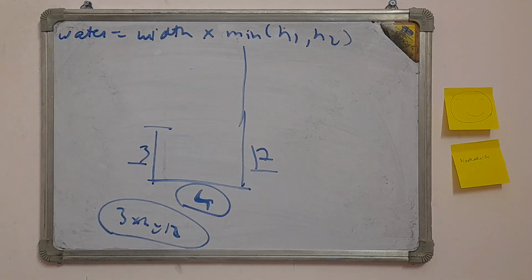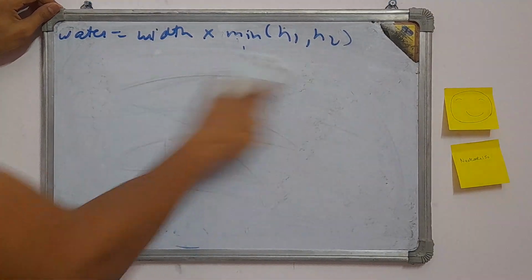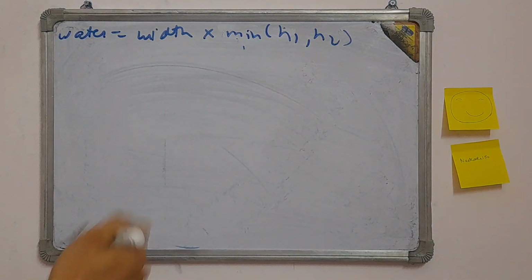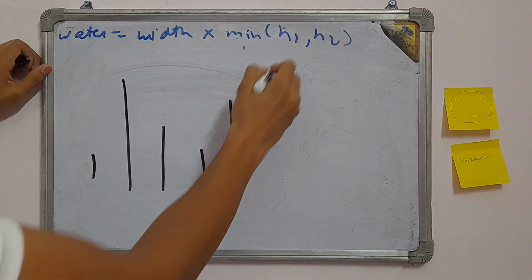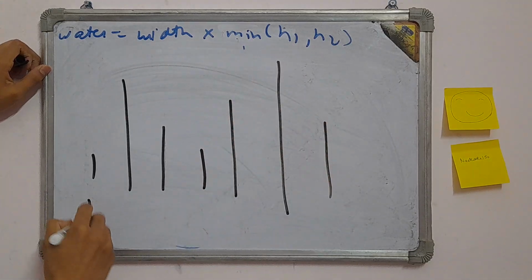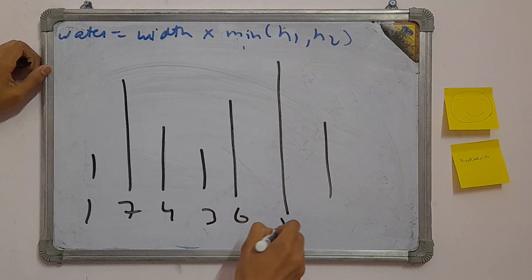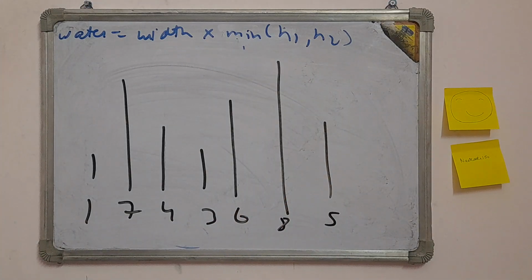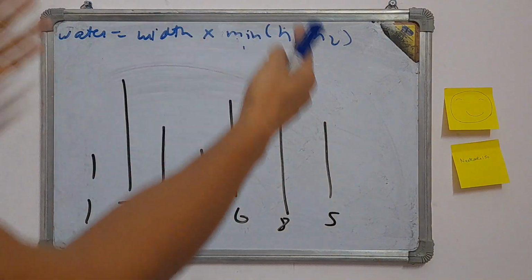Okay. So now let's see what the question says. The question says we have an array of different heights, different walls basically. Okay. So let's say the walls are like this. Based on the size of the walls, the values also differ. Let's say this is 1, 7, and 4, 3, 6, 8, and 5. Okay. So now the question says we can take any two walls and pretend that the others don't exist.